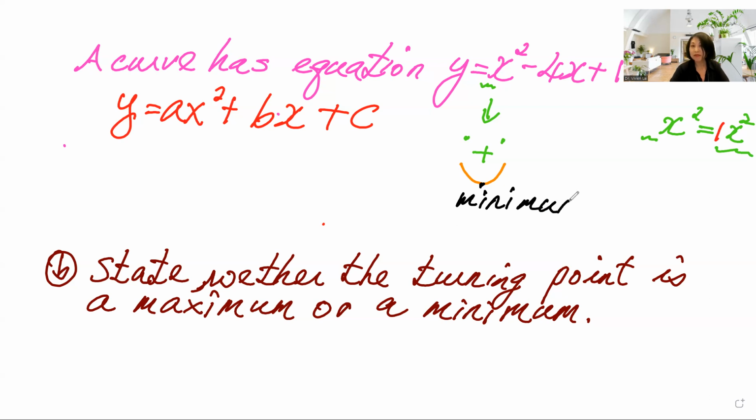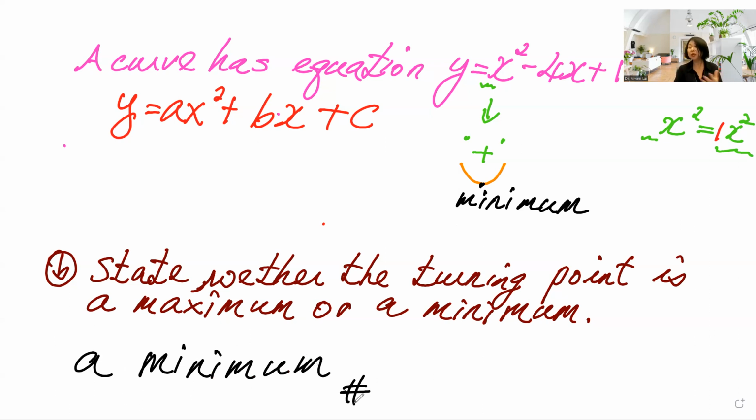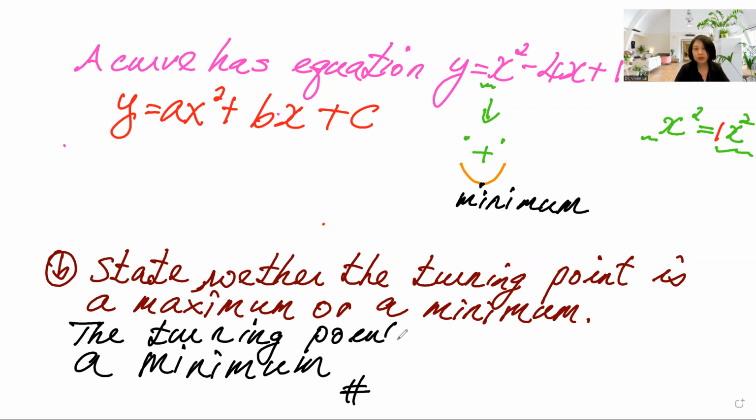Minimum, okay? Sometimes they call it minimum. It's the same thing. Have a minimum. So right here, what is your answer? Your answer is just minimum. Okay, a minimum. Done. The turning point is a minimum, right? Or if you want to write it nicely in a full sentence, the turning point is a minimum. Done. Completely done. You solved the whole question.